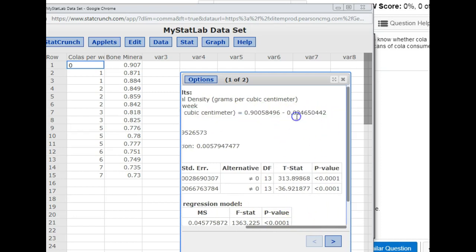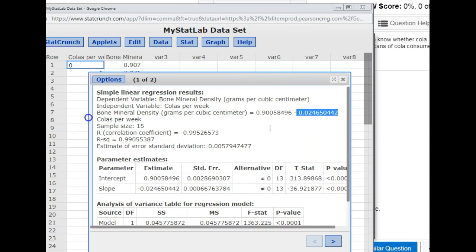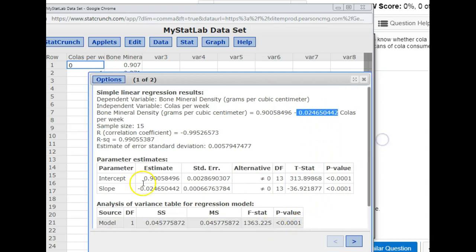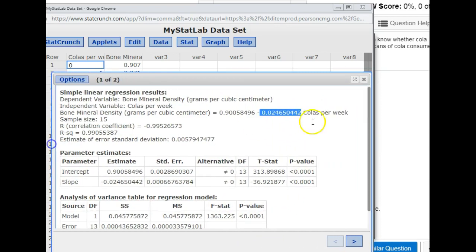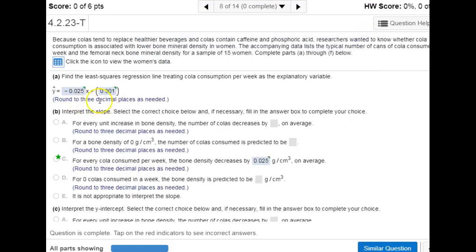And notice that this number right here is the one that's multiplied by x, and it actually wraps down to a separate line. If I make the window a little bit larger, you can see that our x, the colas per week, comes up there and is multiplied by that number. So make sure you enter these numbers correctly. Back in StatLab, that is the number that goes next to x. And so round to the proper decimal spot as needed.